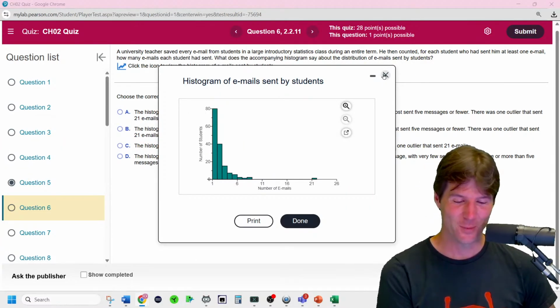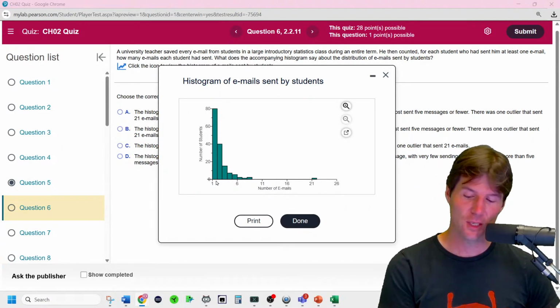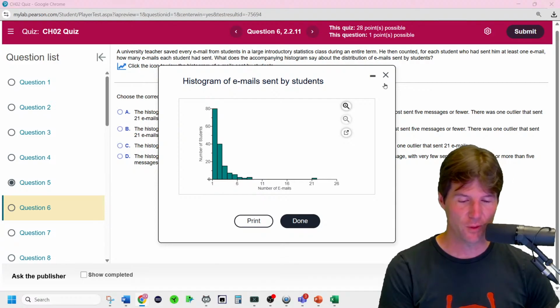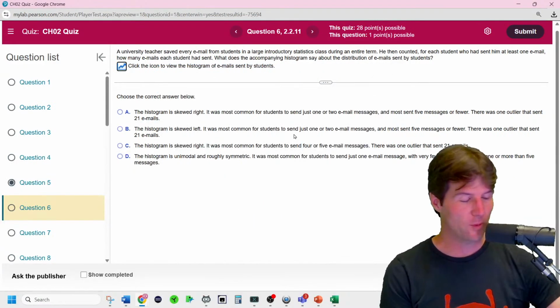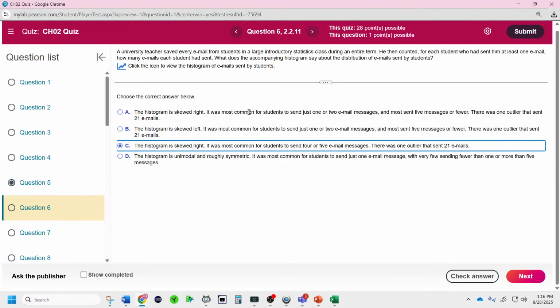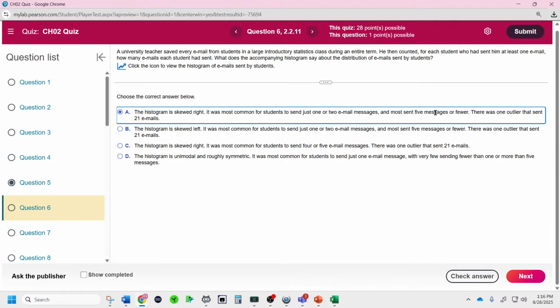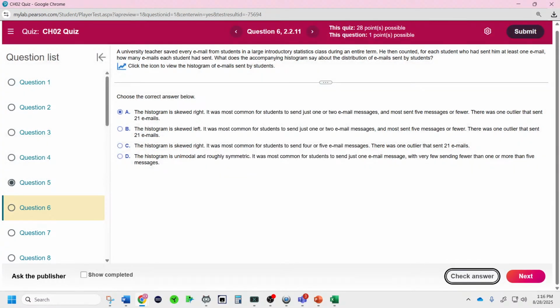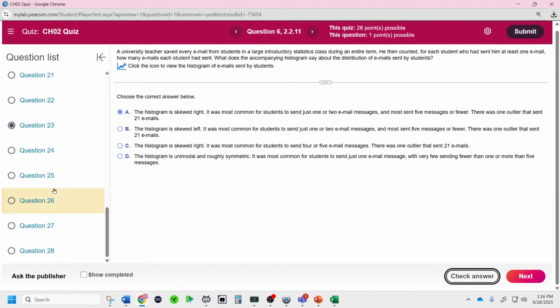As a right-skewed monster man, we see a lot of students email 0 or 1 times, very few up towards 21. So the histogram is definitely right-skewed, so we're down between A and C. And we see that most students only send about 1 or 2 emails, with there being an outlier around 21. And I think that should do it. And we aced it.